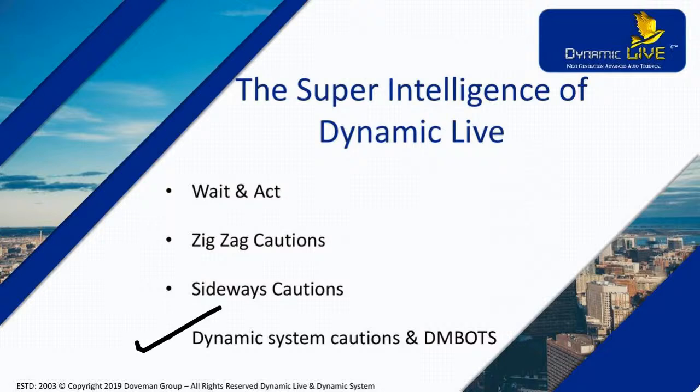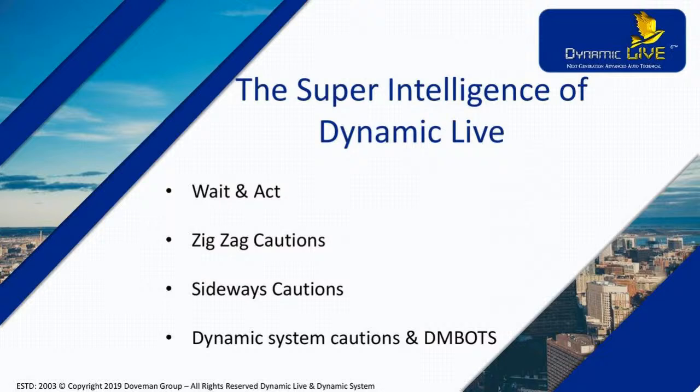And at last, we have this dynamic system caution and DMBOTS. Whenever there is a major movement in the market, like we saw in the month of March, we saw a major downtrend. After the downtrend, we also saw a very good recovery happening in the price. But any major movement, before it happens, these dynamic system caution symbols will appear on top or at the bottom, telling you that the price is about to reverse, so that you will be able to exit your trades with maximum profits very early. And not only that, you'll also be able to take the opposite trade very early in order to capture the big moves. So these are all the benefits here.